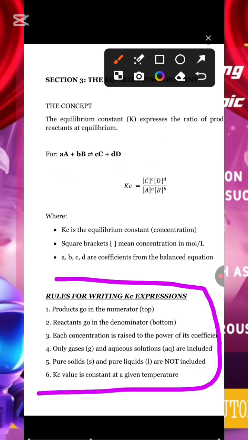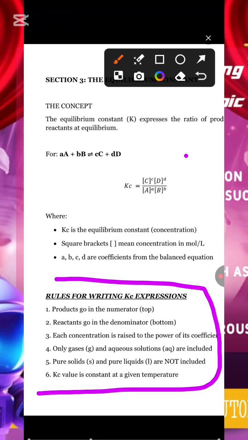Number one, the product goes to the numerator. I have explained this before. Number two, the reactants go to the denominator. I have explained this before. Number three, each concentration is raised to the power of its coefficient. I have said this before. And number four, only gases and aqueous solutions are included.